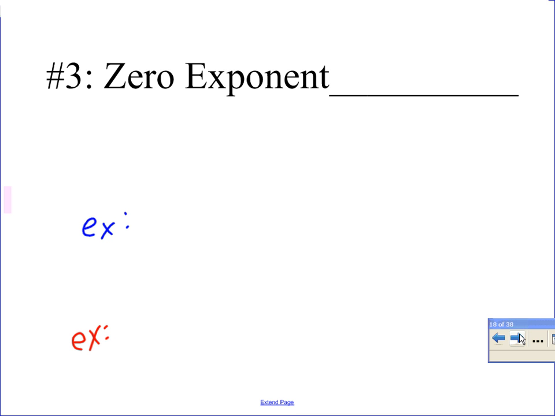Zach, anything to the 0 power is? Nope. Nope. Haley L, anything to the 0 power? Say that again. 1. Anything to the 0 power equals 1. Your calculator is smart enough to tell you that, so if you forget that for some reason, you could type that into your calculator, hit enter, and it will tell you that anything to the 0 power is 1.